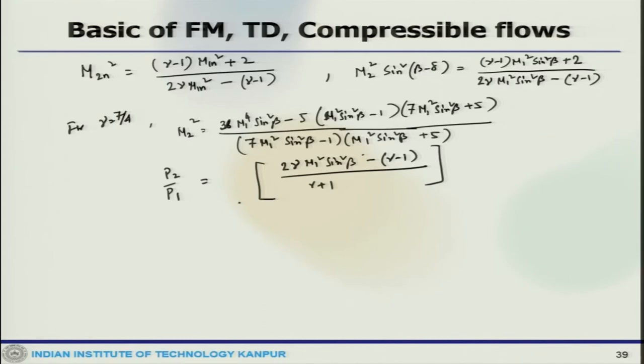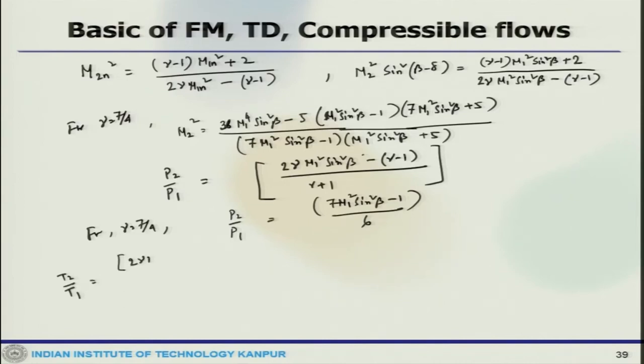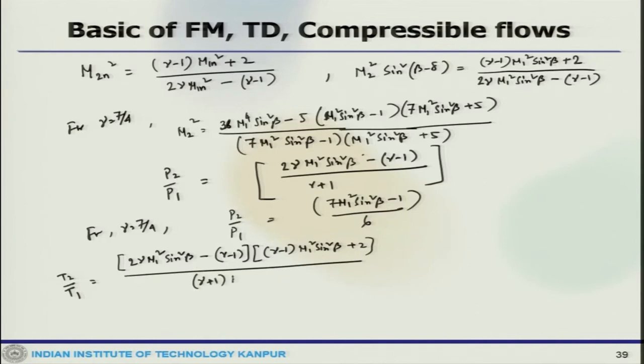So, for this case also, for gamma is 7 by 5, this P2 by P1 becomes (7 M1 square sin square beta minus 1) by 6. Similarly, T2 by T1 we get (2 gamma M1 square sin square beta minus (gamma minus 1)) times ((gamma minus 1) M1 square sin square beta plus 2), divided by ((gamma plus 1) square M1 square sin square beta).